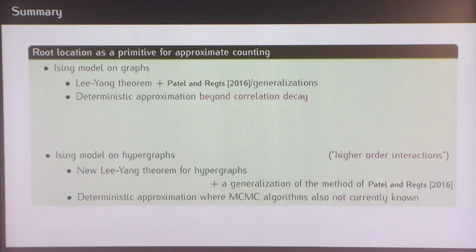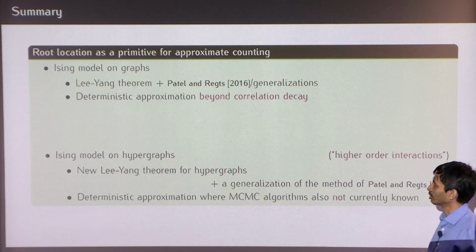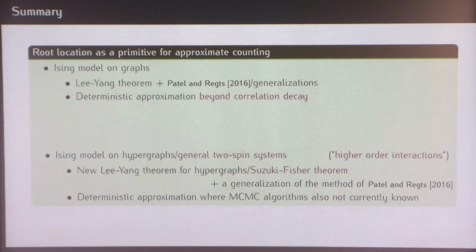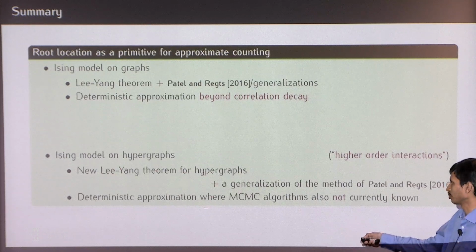Okay, just to summarize what I said so far: using root location, and we'll see this more and more over the week in our talks, one can get algorithms for approximate counting. For the Ising model on graphs, it was just the Lee-Yang theorem plus partial index or some generalizations. And you can go beyond correlation decay. We saw that correlation decay stops at a certain beta. This works for all beta as long as the field is non-zero. And one can even generalize this to hypergraphs, where one doesn't even have MCMC algorithms as yet. All one needs is this new Lee-Yang theorem and this generalization.